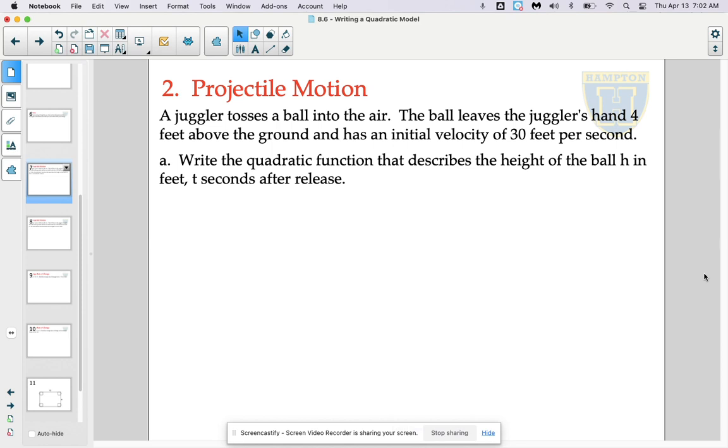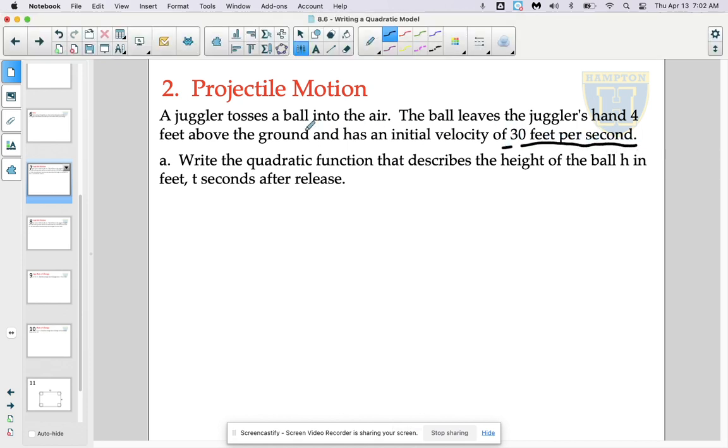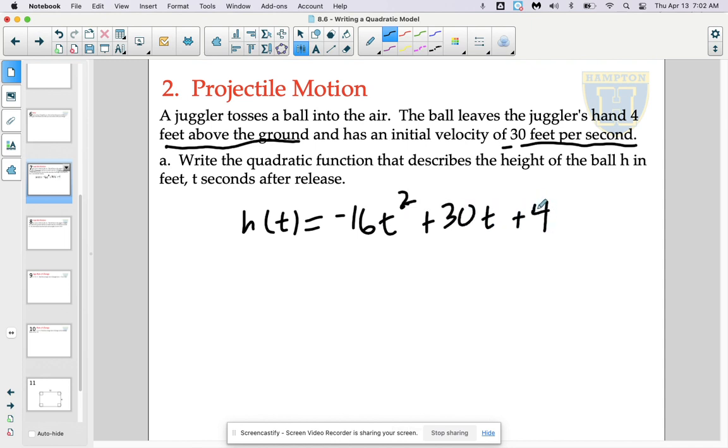Because we have an initial velocity for the object of 30 feet per second, we can use that initial velocity and the initial height that the ball is launched from and write a quadratic model where the height is dependent upon the time the ball is in the air of negative 16t squared plus 30t plus 4.